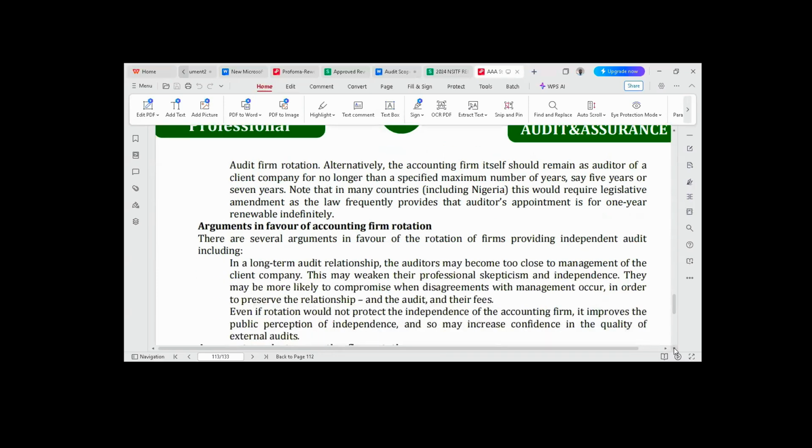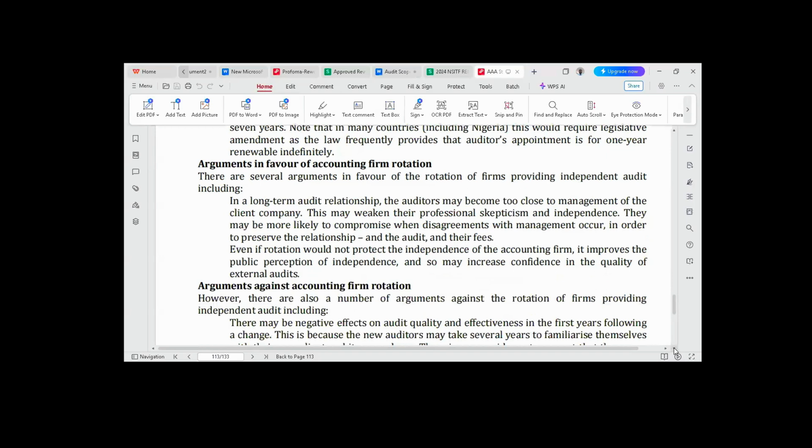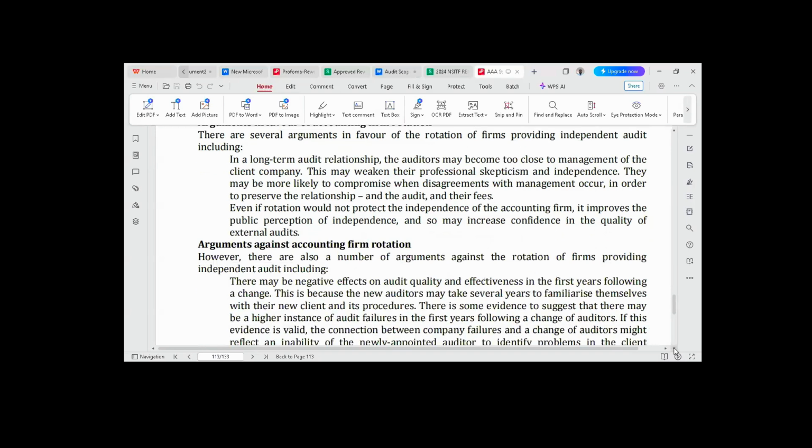So there are arguments in favor of audit firm rotation and arguments against it. What are the arguments in favor? Number one, in a long-term audit relationship, the auditor may become too close to management of the company, and this may weaken the professional skepticism and independence. Remember, I've talked about that. Also, even if rotation would not protect the independence of the audit firm, it improves the public perception of independence. People will look at the audit firm and say, oh, these people, they are independent.